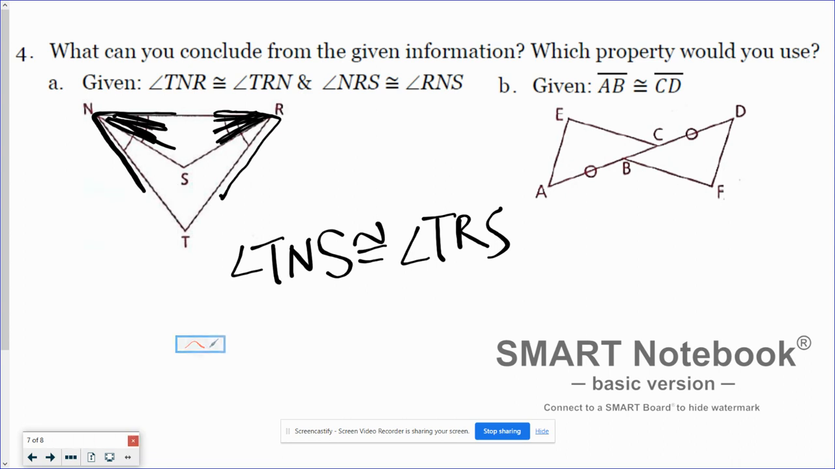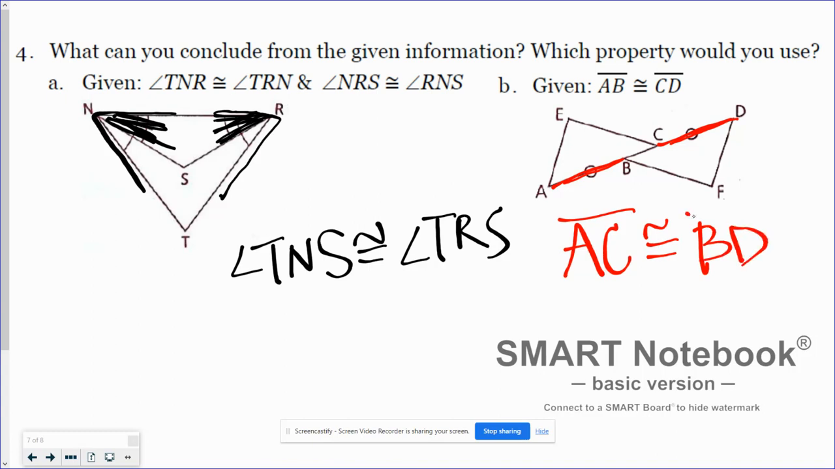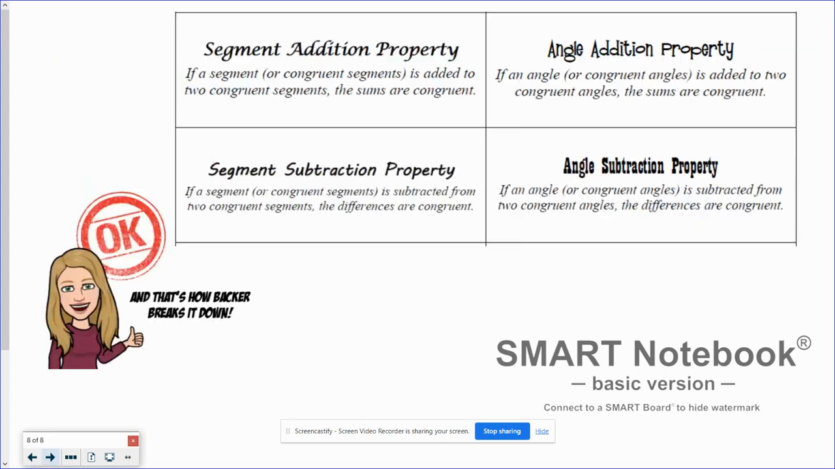What did you say about problem B? You're given that AB is congruent to CD. What segments can be proven congruent? Well, if you said AC can be proven to be congruent to BD by the segment addition property, you would be correct. Congratulations. And so that's how you use the addition and subtraction properties in proofs.